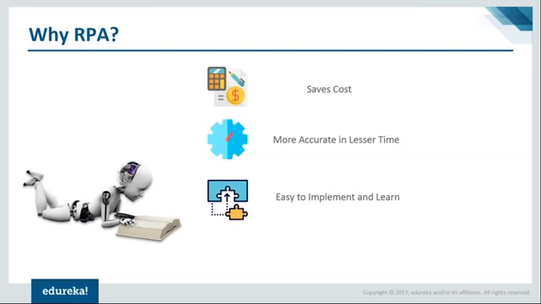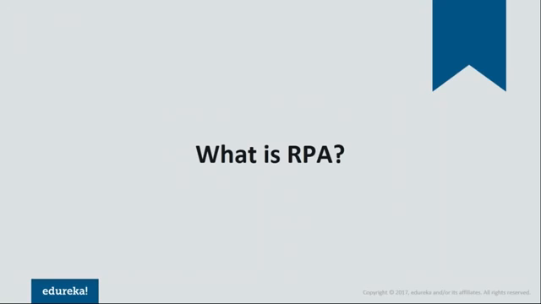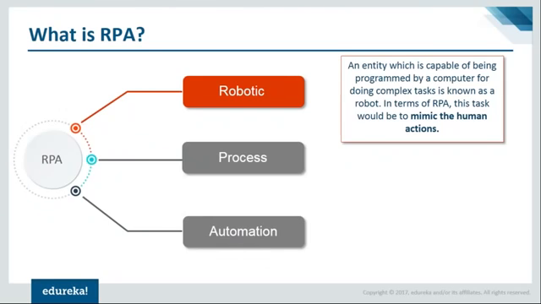All right, so with this, guys, we have understood why we needed RPA. Let's move on to the part where we'll understand what RPA exactly is. So what is RPA? As you might have guessed, it's an acronym for Robotic Process Automation. Let's understand the three terms one by one. What is robotic? Robotic is basically an entity which can be programmed to mimic human actions. So any entity which can mimic human actions on being programmed is called robotic.